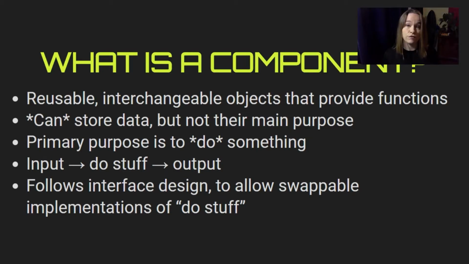For contrast, if you've ever studied object-oriented design, you might be familiar with the classic employee data class example. These objects hold information about an individual employee, such as their name, what department they work in, their job title, and that's the main purpose of those objects. Components can hold information like that, but their main purpose is to take in data, do something to it, and produce output. The input and output parts of this are defined by an interface, which allows us to do really easy swapping of the do stuff part.